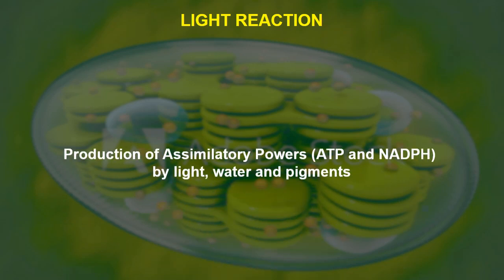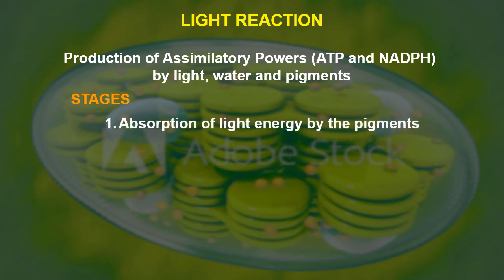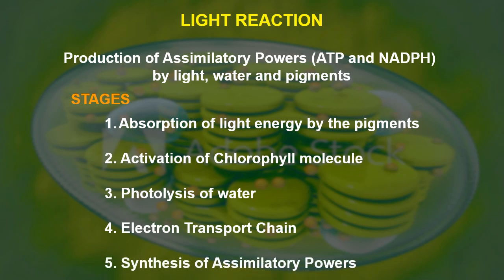Light reaction. In the light reaction, assimilatory powers, which are ATP and NADPH, are produced by light, water and pigments. The stages of light reactions are: first, absorption of light energy by the pigments; next, activation of chlorophyll molecule; next, photolysis of water; next, electron transport chain; and at last, synthesis of assimilatory powers.